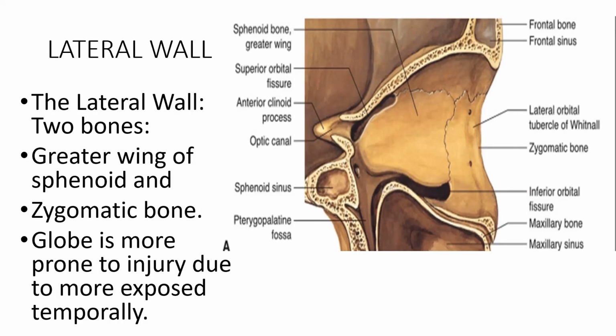The lateral wall is made by two bones, greater wing of sphenoid and zygomatic bone. The globe is more prone to injury as it is more exposed temporally. So this is the sphenoid bone, the greater wing of sphenoid bone, and this is the zygomatic bone. And this zygomatic bone has a raised tubercle, which is called lateral orbital tubercle of Whitnall.